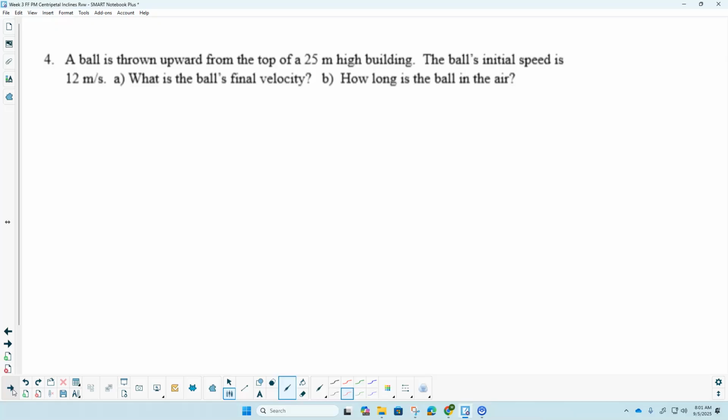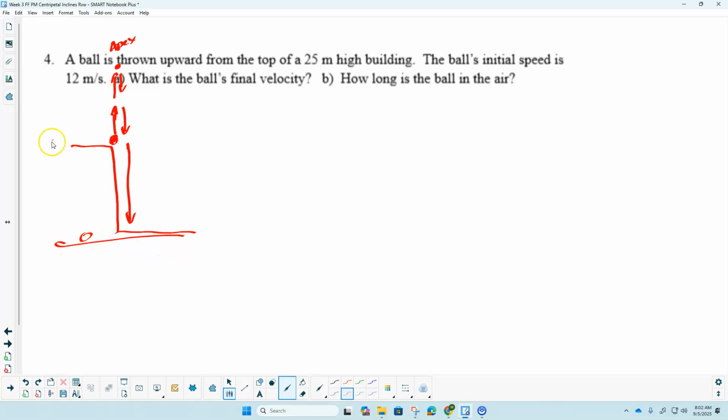So the last one here says a ball is thrown upward from the top of a building, so ball going up. The ball's initial speed is 12 meters per second. What is the ball's final velocity? So we're going to assume the ball goes up, goes to the apex, and then it's going to fall downward. And it's actually going to fall all the way to the bottom, like the ground that it starts at.